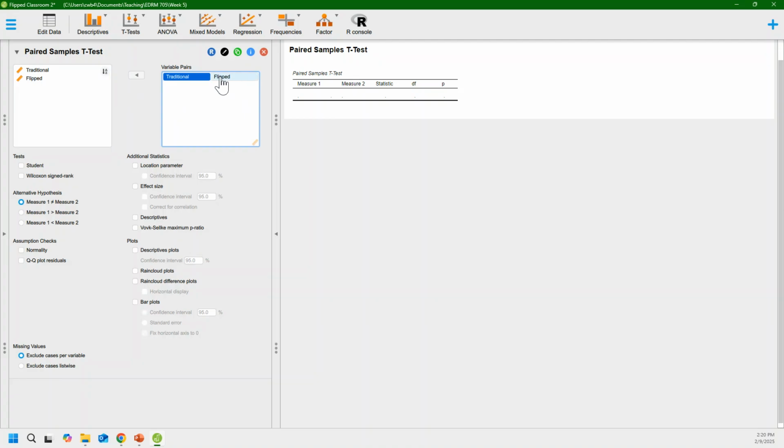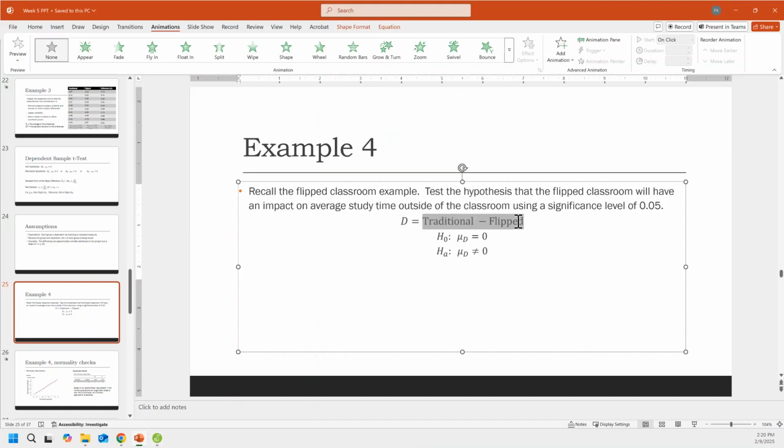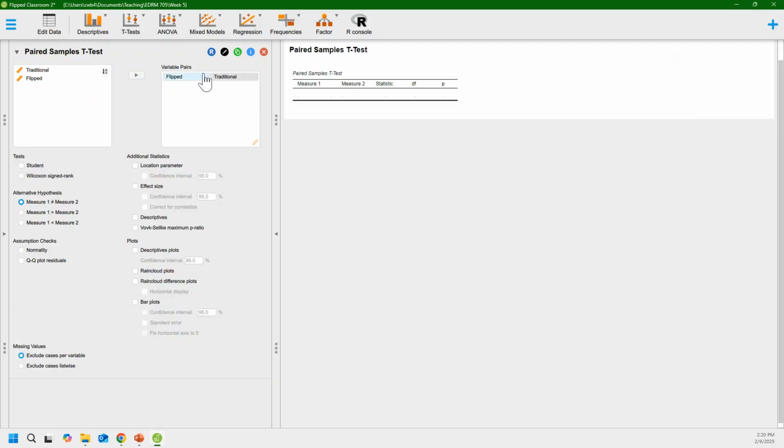Now, if you wanted to switch the order, for instance, you can put flipped in there first and traditional in there second. But I'm not going to do that because I did traditional minus flipped. So you can always change the order. Honestly, your p-value and stuff is not going to change. The only thing that's going to change is the sign, like whether it's positive or negative. When you switch an order when you have subtraction, the only thing that changes is whether a value is positive or negative.